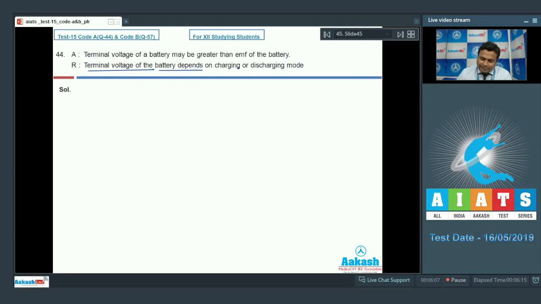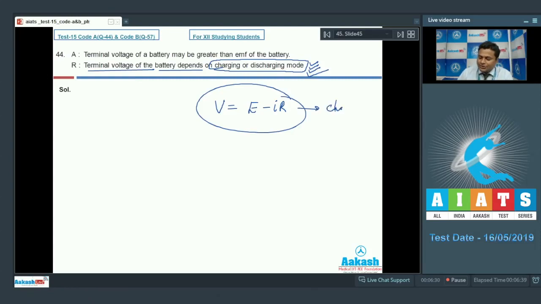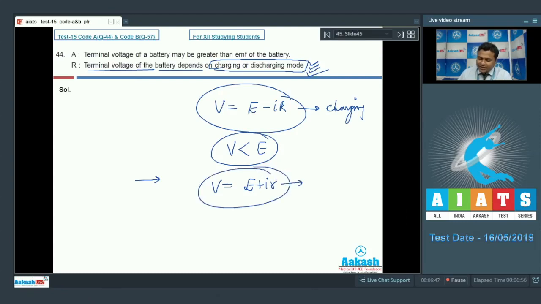Terminal voltage of battery depends on charging or discharging mode. Yes, this particular thing seems to be very true, and we can get the things from here. We know very well that EMF or potential difference depends upon the charging or discharging, such that V, that is potential difference, will be what? E minus Ir. This happens in case of charging. So in case of charging, potential difference will be less than EMF. But in case of discharging, V will be given by E plus Ir, where small r is internal resistance.